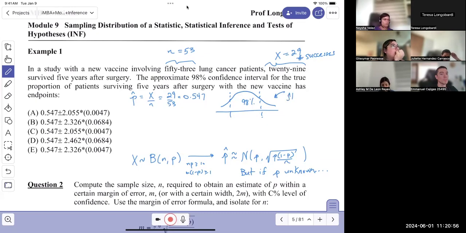And so let's use the standard normal. Where would I be here and here to have 98% in the middle? It's 98 in the middle, so it's 1% here and 1% here. So where would this be here?